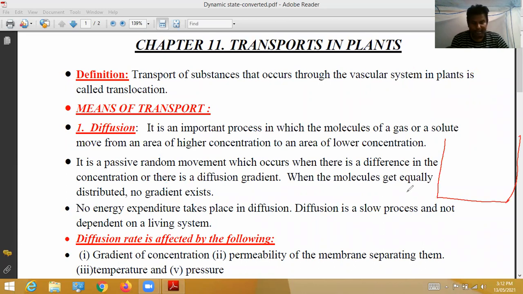What was there? Here copper sulfate is there. This is copper sulfate. So copper sulfate slowly goes into the water. When we put copper sulfate, slowly this copper sulfate is dissolved. Here the copper sulfate concentration is less. Here the copper sulfate concentration is more.